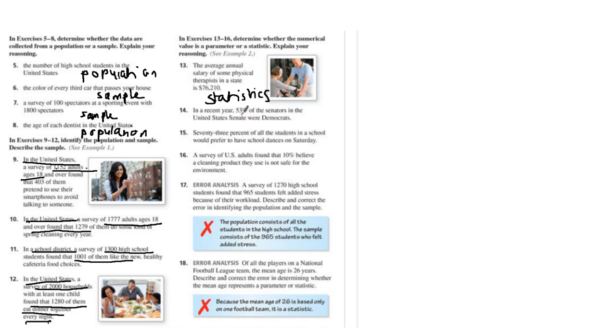So, 53% of the senators in the United States Senate were Democrats. That is a parameter. 73% of all students in school would prefer to have school dances on Saturday. Parameter. A survey of U.S. adults found that 10% believe the cleaning product they use is not safe for the environment. Now, this is a survey, so I say it's a statistic, because it's a survey of U.S. adults, and it's not really plausible to survey every single adult in the United States.